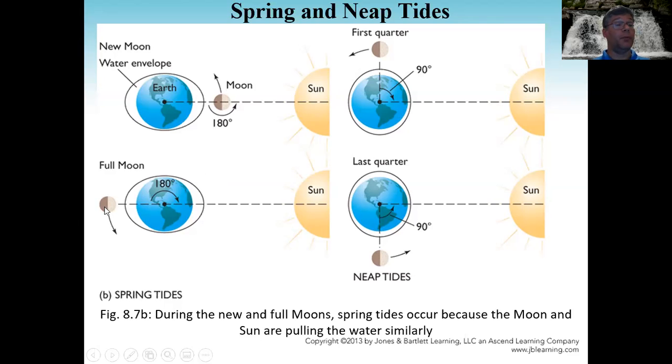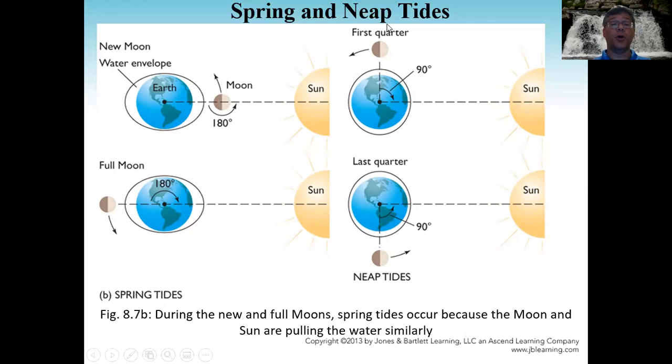Opposite, but remember there's a bulge towards the moon and a bulge away from the moon, and same for the sun. So once again, the bulges being made by the moon and by the sun are lined up, so they add up, and their effects work together to give a higher high, lower low.